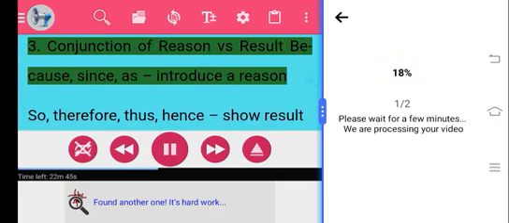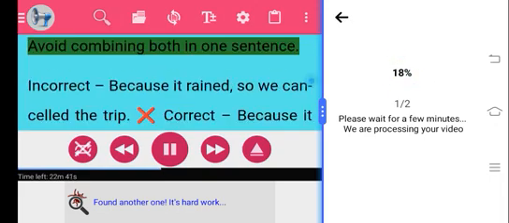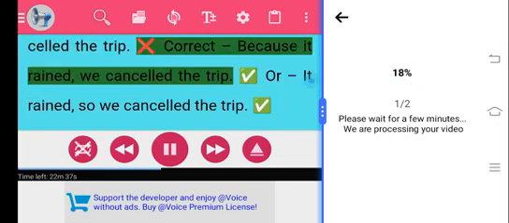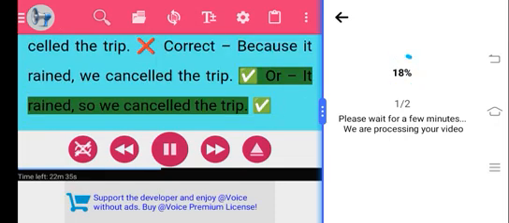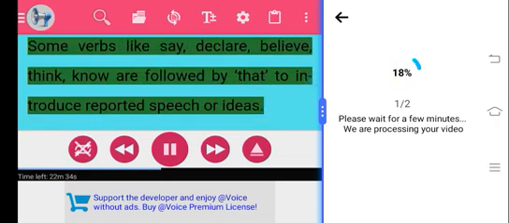3. Conjunction of reason versus result. Because, since, as introduce a reason. So, therefore, thus, hence show result. Avoid combining both in one sentence. Incorrect: Because it rained, so we canceled the trip. Correct: Because it rained, we canceled the trip. Or: It rained, so we canceled the trip. 4. That clause rule. Some verbs like say, declare, believe, think, know are followed by that to introduce reported speech or ideas.